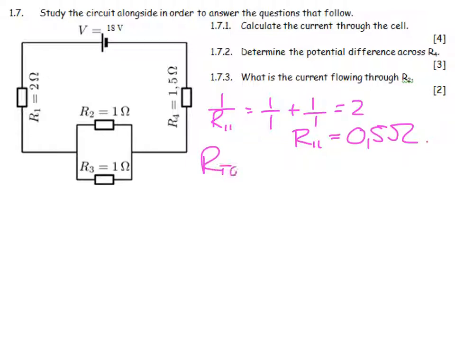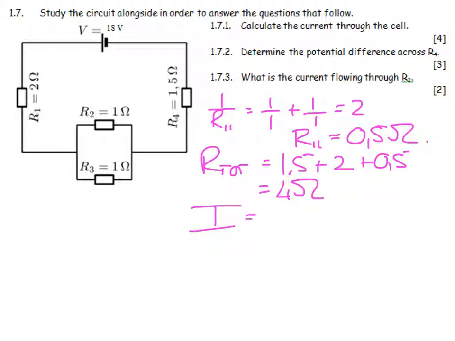R total is going to be equal to 1,5 plus 2 plus 0,5, which is equal to 4 ohms altogether. And therefore my current strength is going to be equal to potential difference divided by resistance. Altogether my potential difference is 18. Altogether my resistance is 4, and I land up with 4,5 amps.